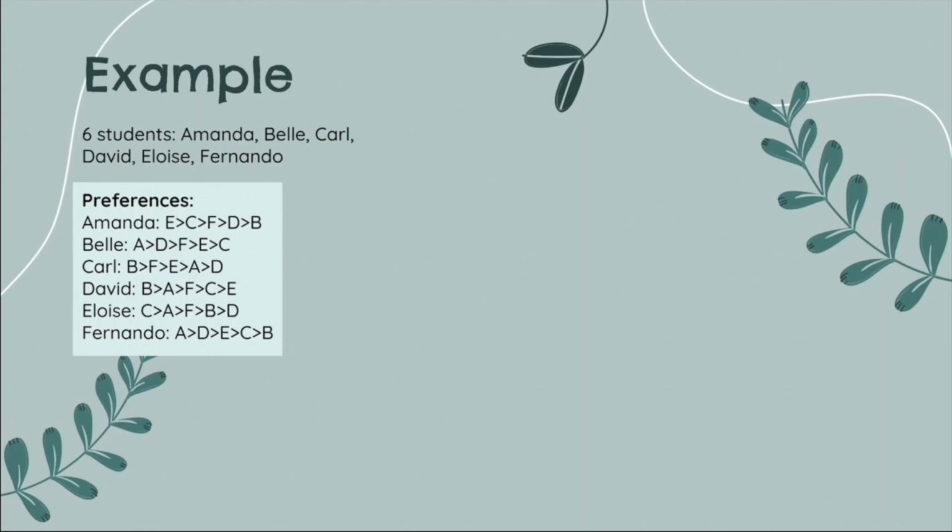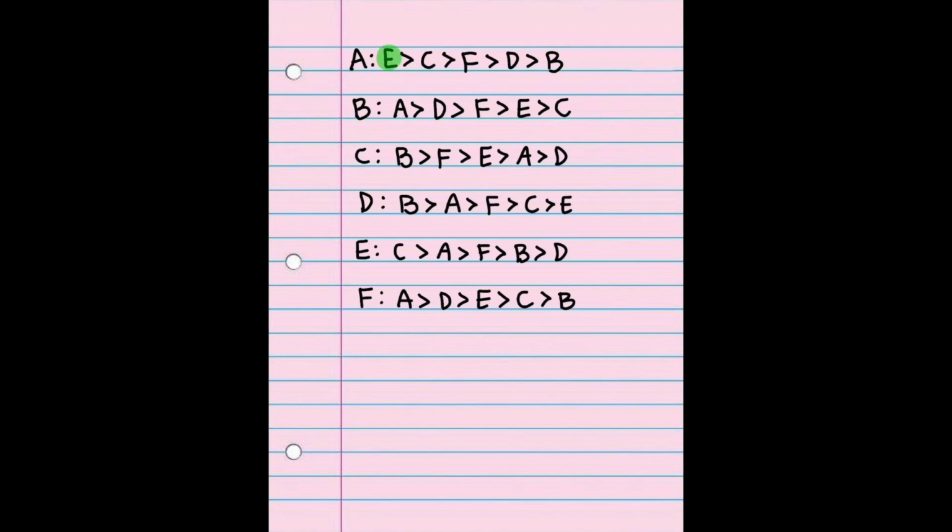Let's see how we can use this to solve our friends Amanda, Belle, Carl, David, Eloise, and Fernando's housing problem. I've listed their preferences below. So the first thing that's going to happen is each person is going to propose to their top choice until all 6 people have a proposal that they are holding for consideration.